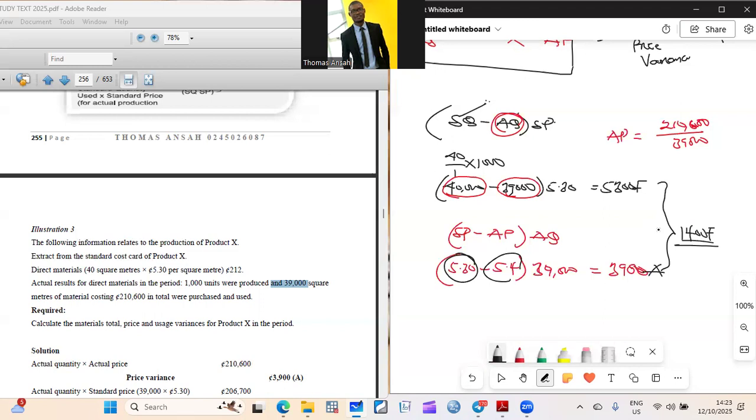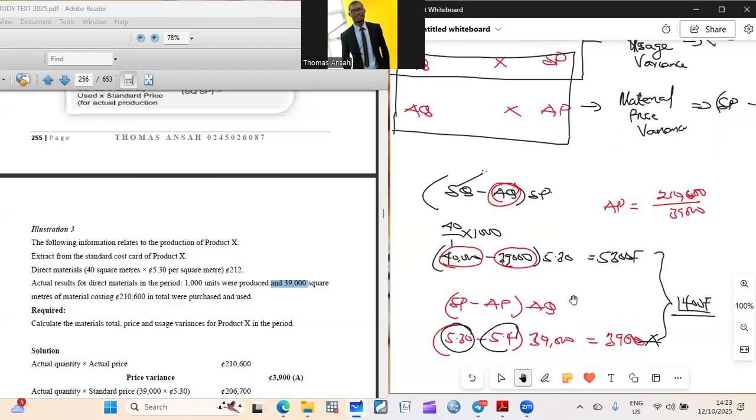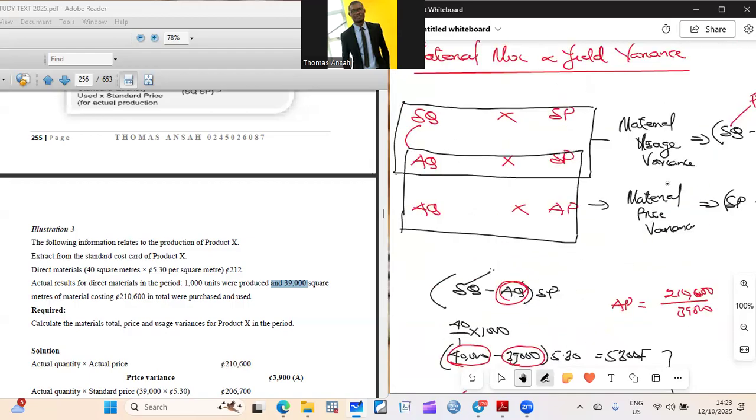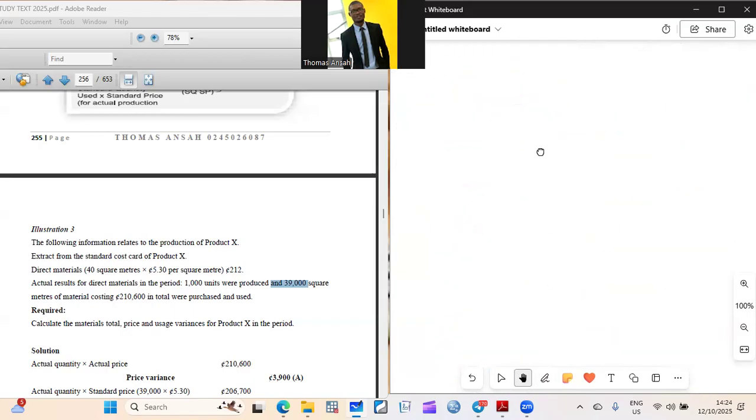This is just the basic. But we are interested in doing the material mix and yield. Now, you saw in the part 1 video that the material mix and yield come from usage variance. It doesn't come from price. It comes from here. So when we are doing advanced material mix and yield, this is how we derived our formula, and we are going to use that to solve a major question.